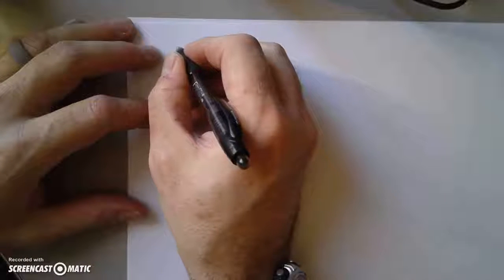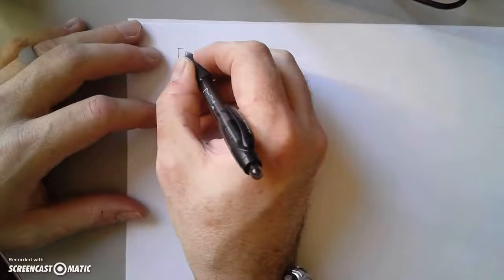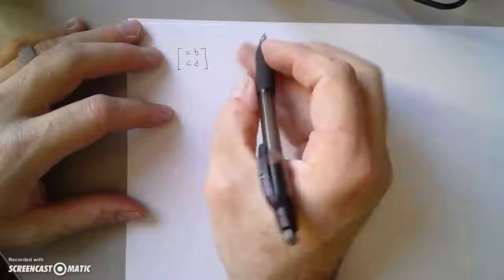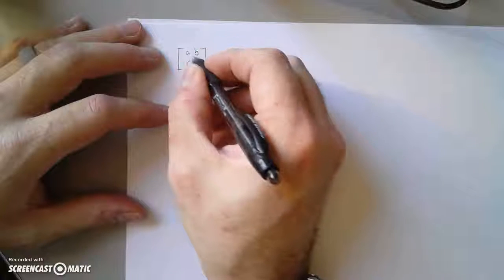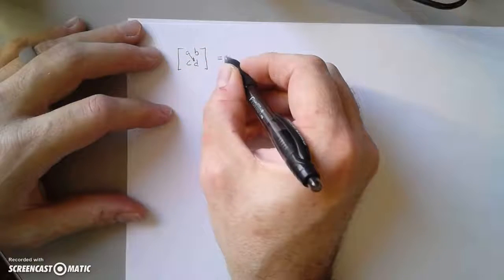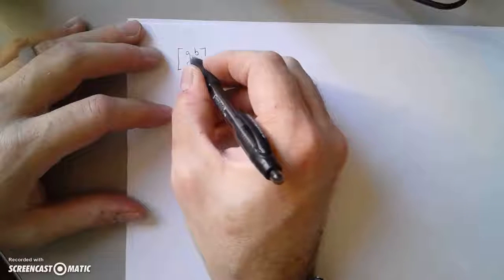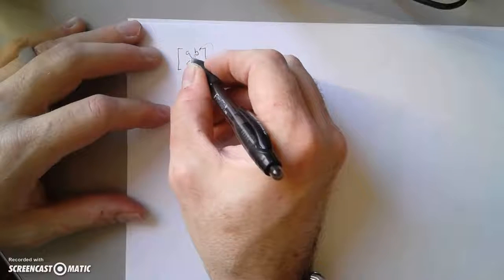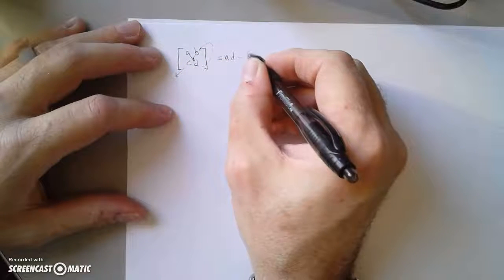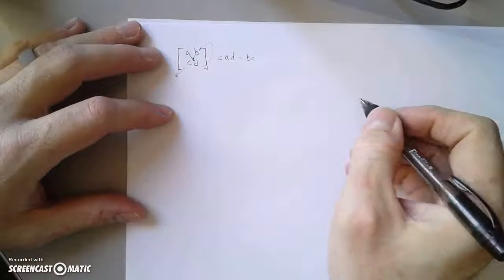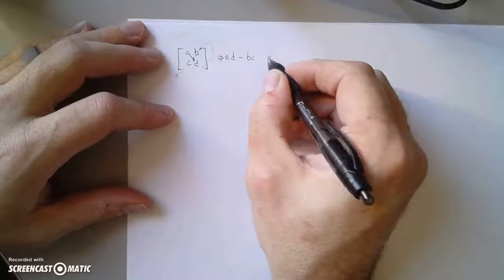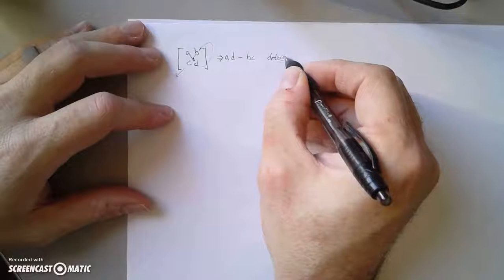Okay, let's work on some determinants. Again, starting off, if you have a 2 by 2 matrix, the determinant is A times D, the product of the diagonal, minus the product of the off diagonal, so BC.